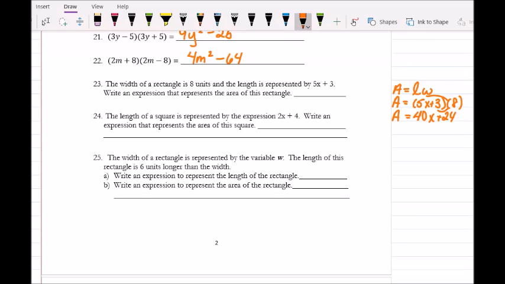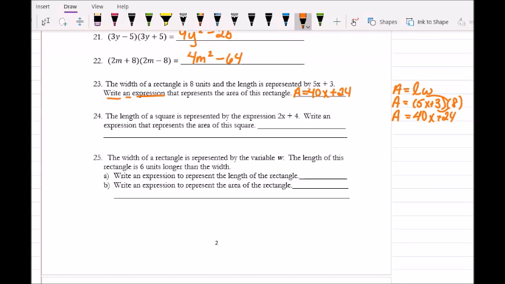Because remember, we're not trying to solve this. We're not actually finding the area. We're just writing an expression. So that's all we have to say. Area equals 40x plus 24.